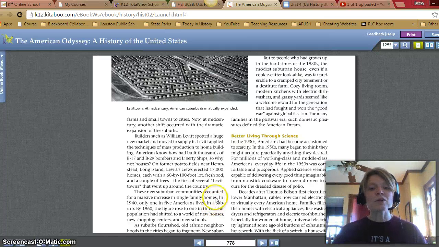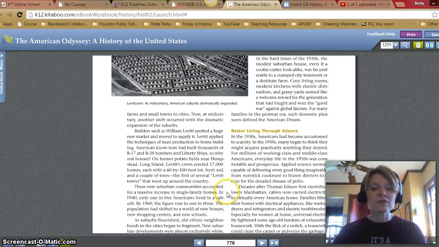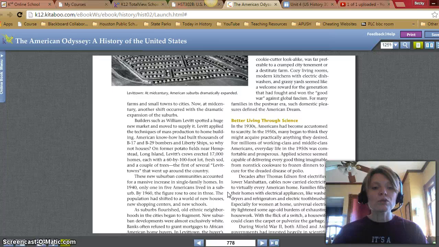The new suburban communities accounted for a massive increase in single-family homes. In 1940, only 1 in every 5 Americans lived in a suburb. By 1960, the figure rose to 1 in 3. The population has shifted to a world of new houses, new shopping centers, and new schools.